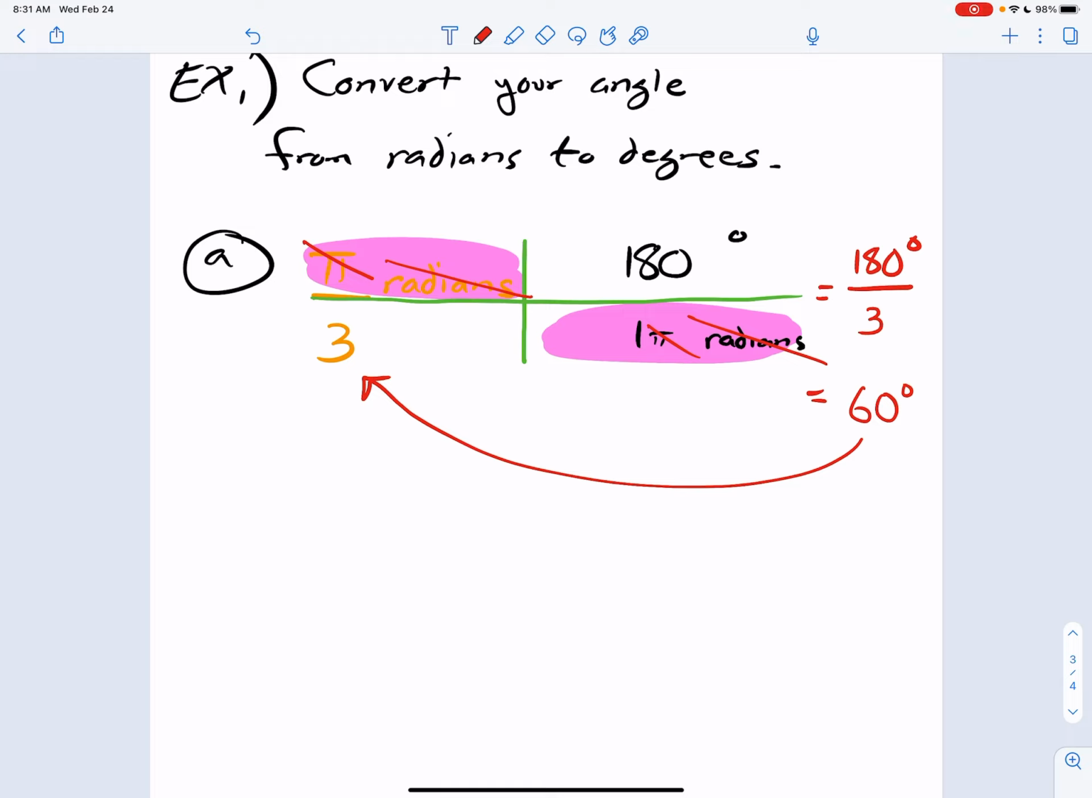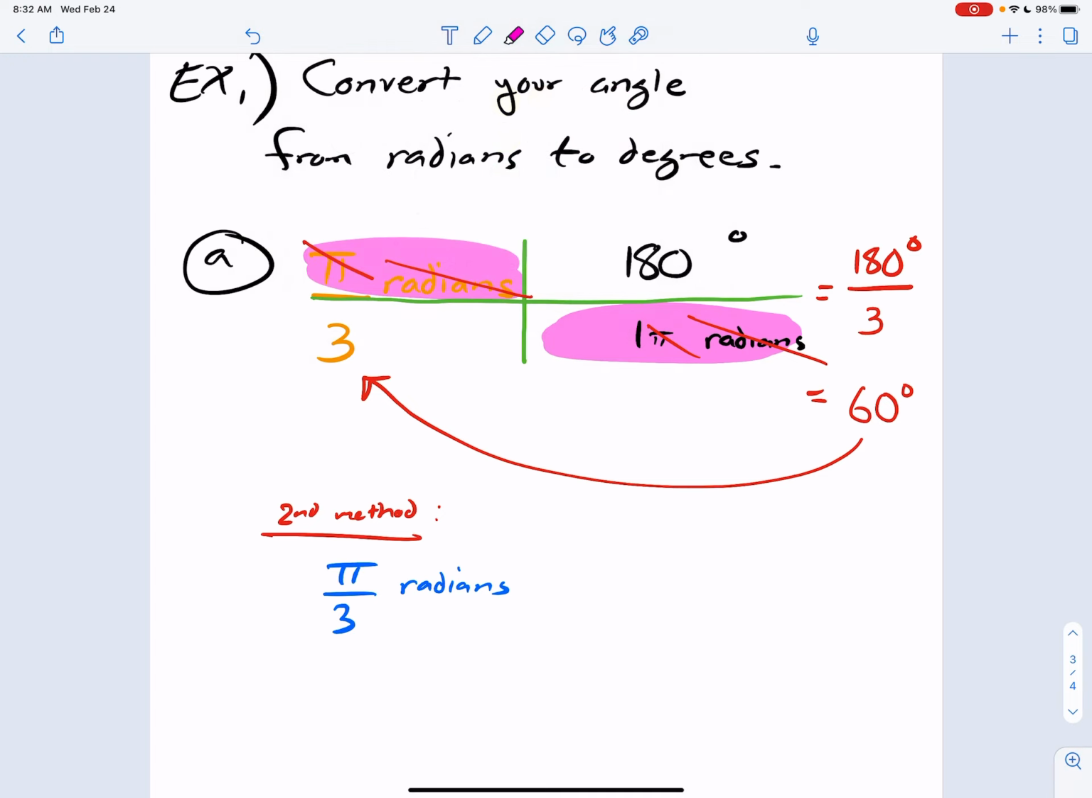Now, I'm going to show you another way. Here's the second method here. And I'll tell you guys now, this second method is a lot faster, but the downside to it is that it doesn't always work. And I'll show you when it doesn't work, okay? So if we start off with the same thing, pi over 3 radians, okay? Here's what you do.